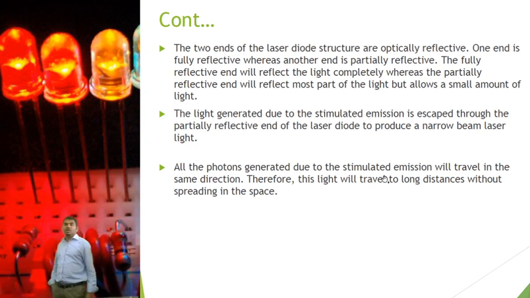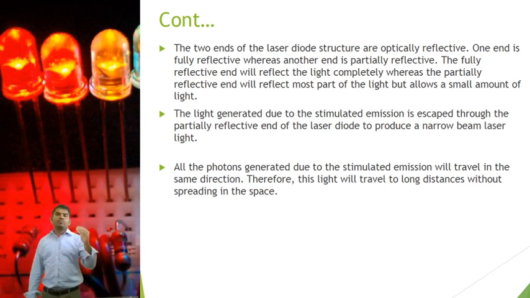The two ends of the laser diode structure are optically reflective. One is fully reflective, one is partially reflective. The fully reflective end will reflect the light, whereas the partially reflective end will reflect most of the light and allow a small amount of the light through. That is the narrow beam output. The light generated due to the stimulated emission escapes only through the partially reflecting end of the diode to produce the narrow beam laser.